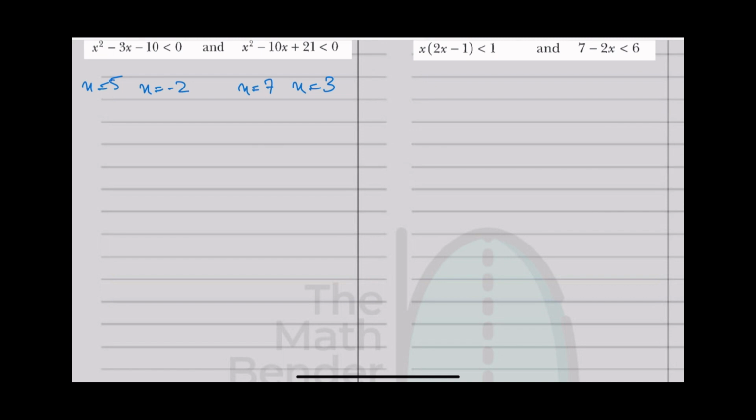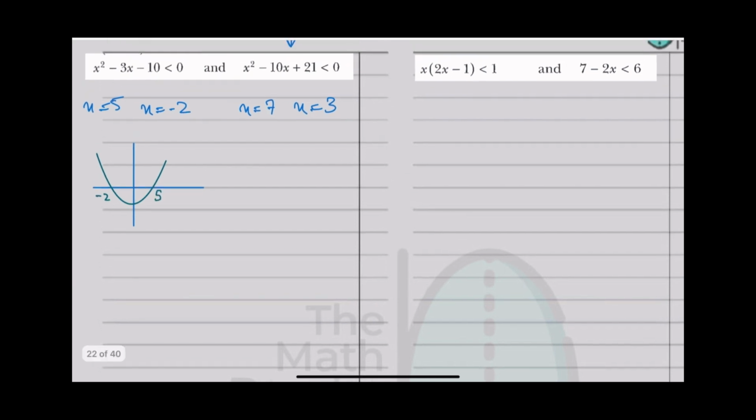Now, sketching both of them. So if I sketch, one root is at -2 and the other one is at 5, and the curve is below 0, which is below the x-axis. So the inequality is going to be -2 is less than x is less than 5.